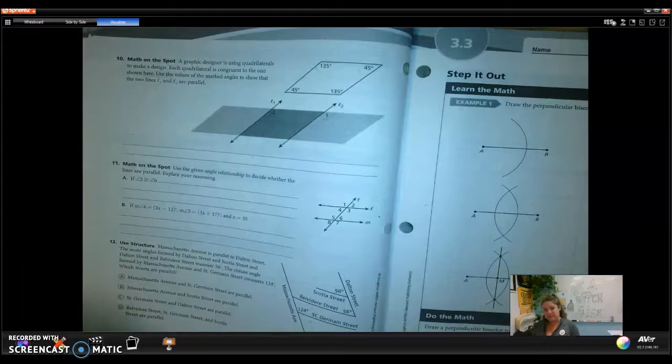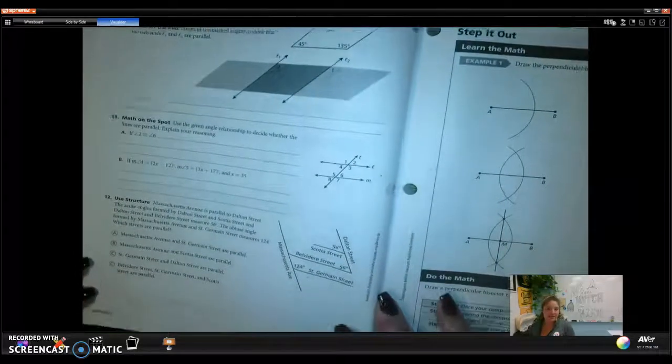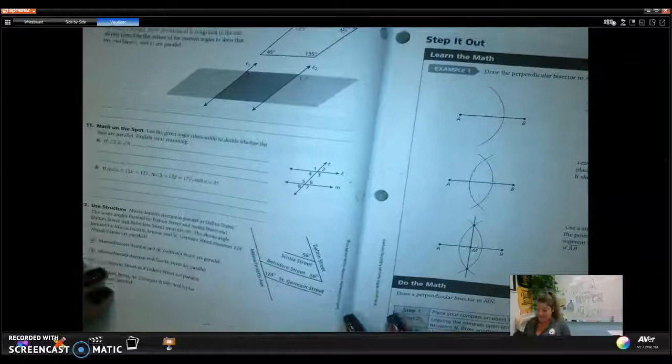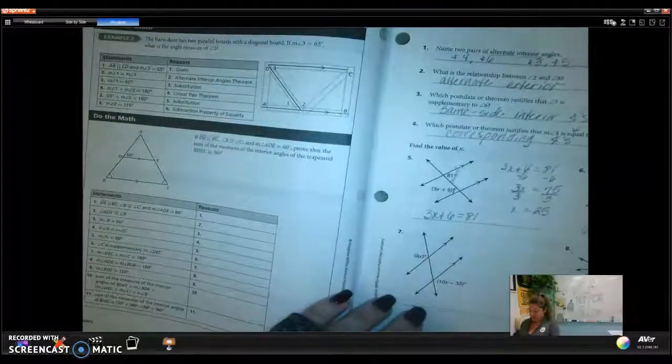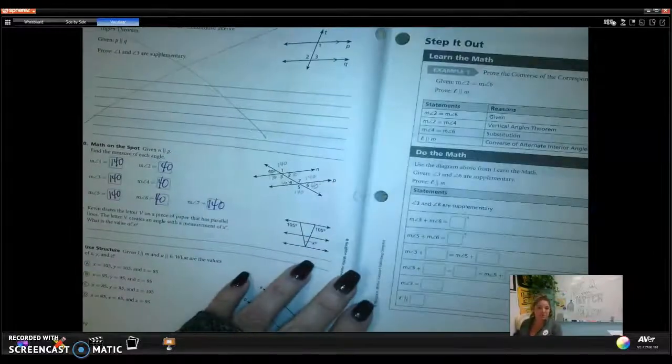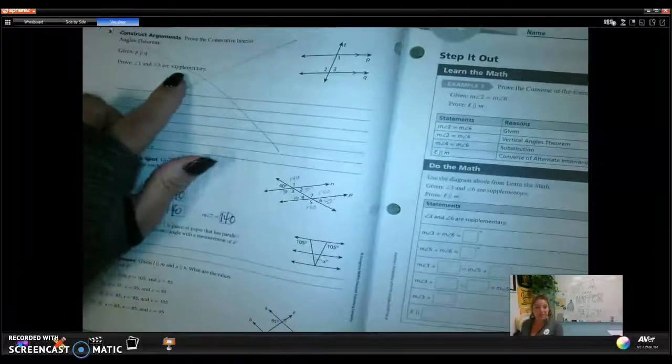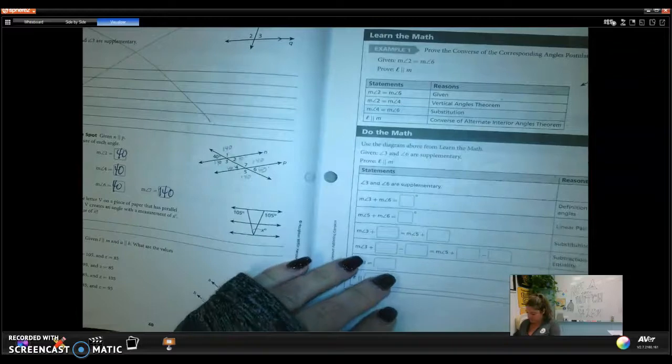I hope that makes a little bit of sense and that it helps you answer the rest of the questions. Again, your homework assignment is pages 39 and 40. Finish up what we didn't get done. You can skip number 9. It's the only question you can skip. And then pages 43 and 44.